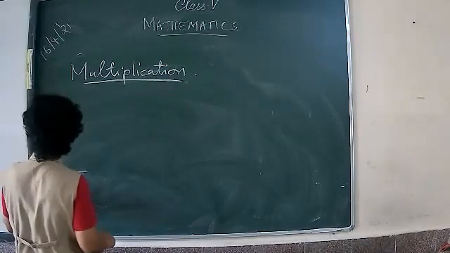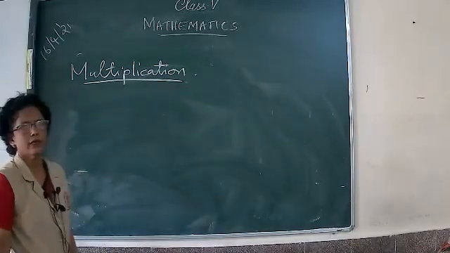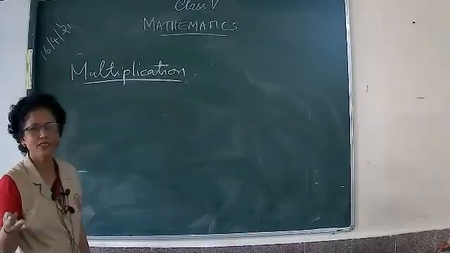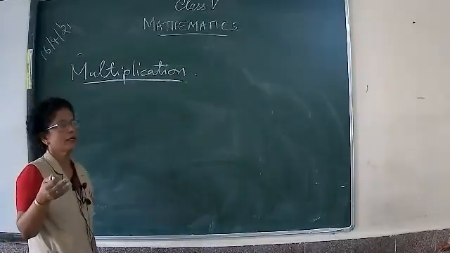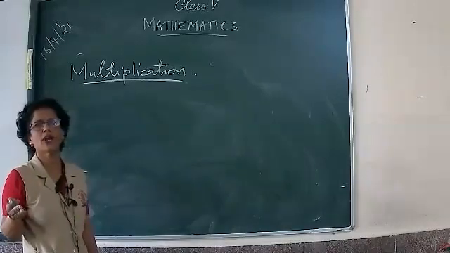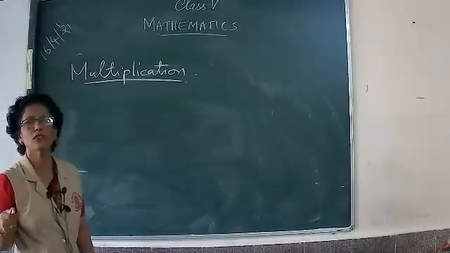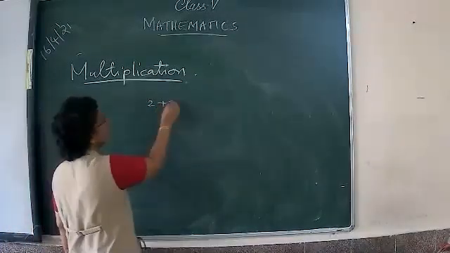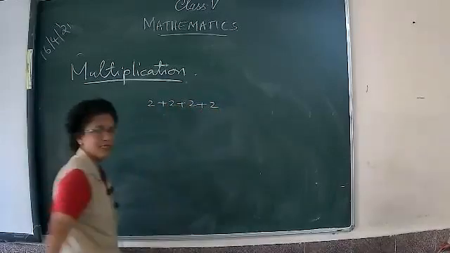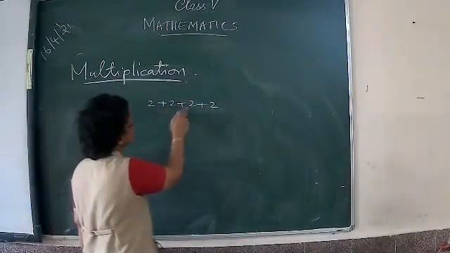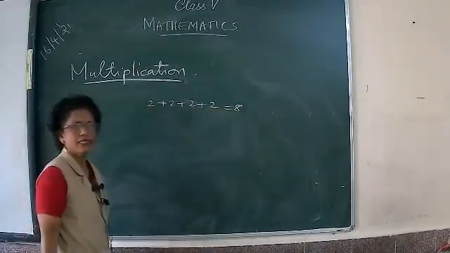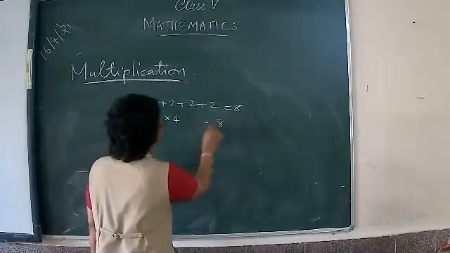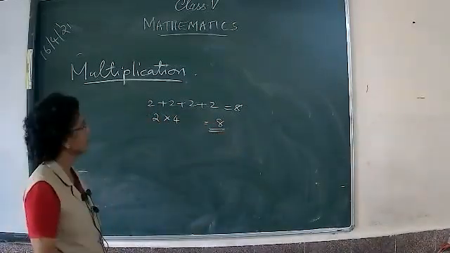Okay, multiplication. What is multiplication, children? Multiplication is repeated addition there. What is repeated addition? For example, suppose one question is there. Cost of one pencil is 2 rupees. What is the cost of 4 pencils? So 4 pencils means 2 plus 2 plus 2, 4 times. Isn't it? So 2 plus 2, 4, 6, 8. So instead of that, we can write 2 into 4. 2 4s are 8. This is multiplication.